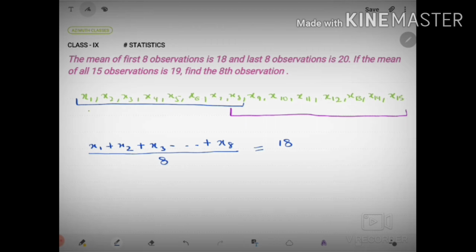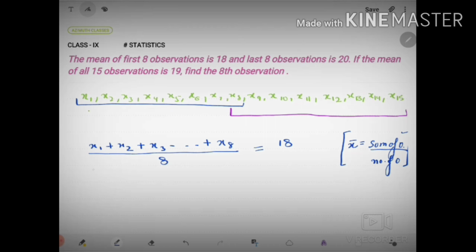So you just need to understand that the sum of first 8 observations divided by 8, the number of observations, is coming out to be the mean. I am writing over here. So x bar is equal to sum of observations divided by number of observations.